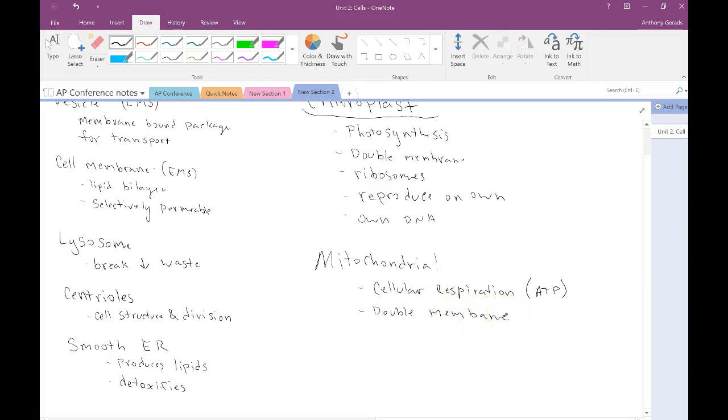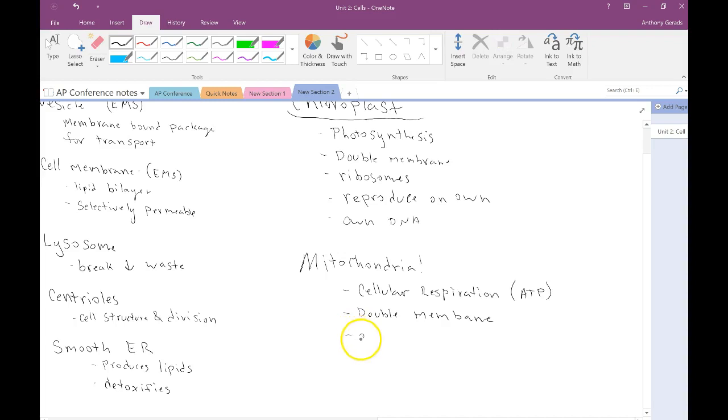It's got a double membrane. It's the location of ATP production. It's also got its own DNA. And it's got its own ribosomes. And it reproduces on its own.